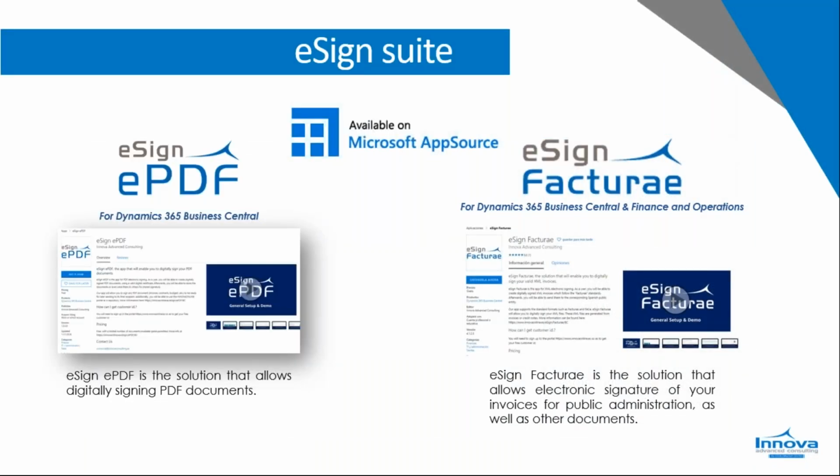As aforementioned, we offer our own solutions, which are divided into suites. One of them is the suite eSign, whose main feature is the digital signature. Within this suite, we may find eSign Facturae, available for both Business Central and Financial Operations, and this solution is able to generate and sign digital invoices. On the other hand, we may find eSign ePDF, which is available for Business Central, and this solution is able to digitally sign any PDF file. Nonetheless, these solutions will be deeply explained in another webinar.